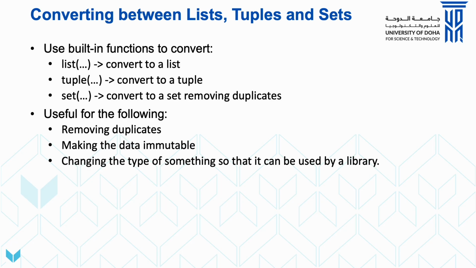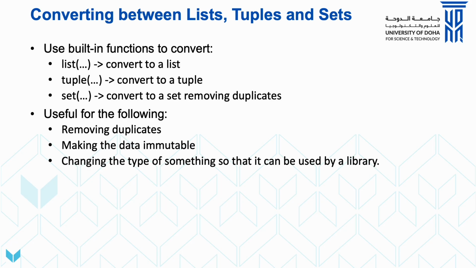Of course, it won't be that obvious, but just look for things like distinct values, duplicate or non-duplicates, these types of words, almost always suggesting that you want to use a set. So it's really useful for removing duplicates, making data immutable by turning it into a tuple, and changing something so that you can use it in a library.